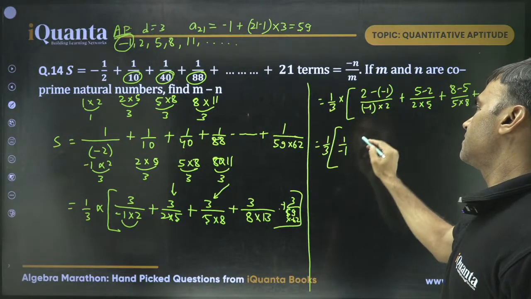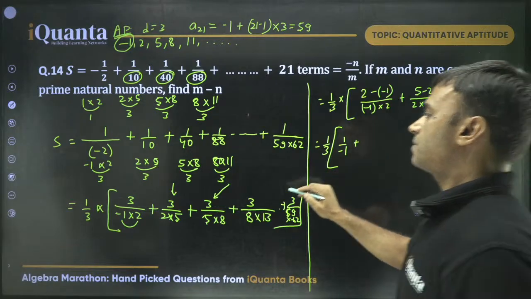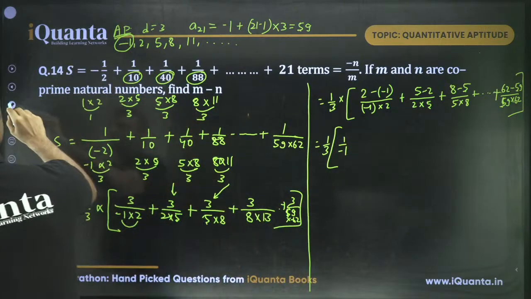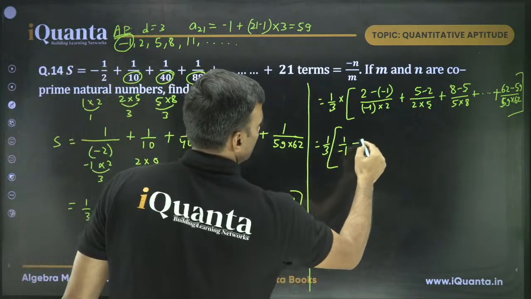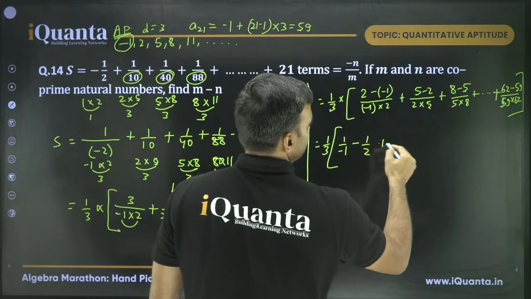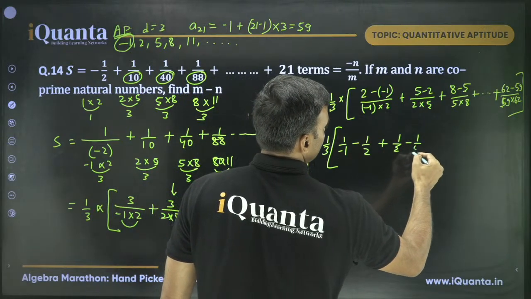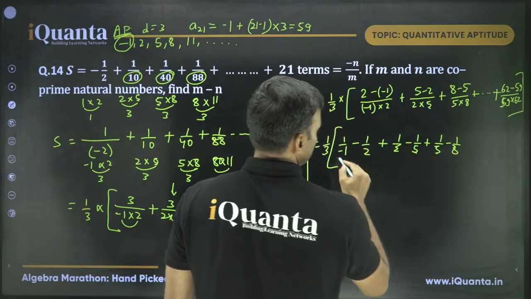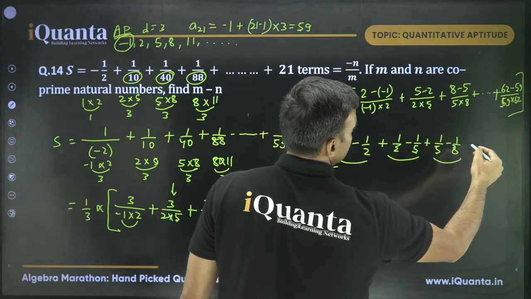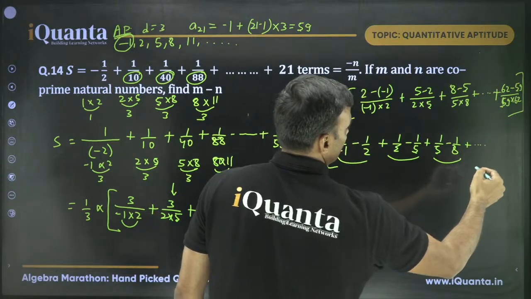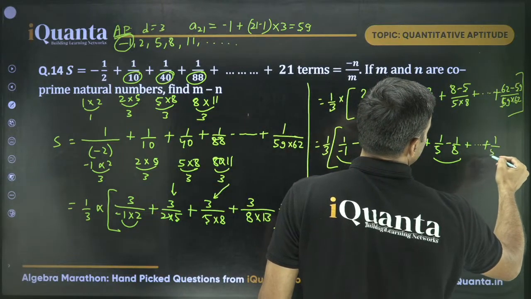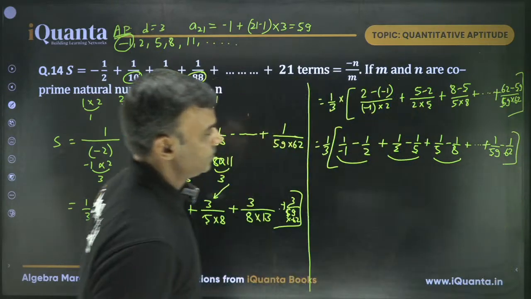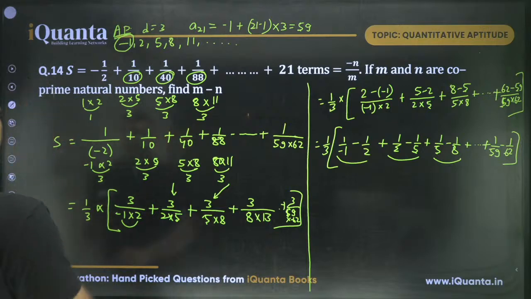Minus 1 cancels, 1 by 2. So minus 1 by 2, then plus 1 by 2 minus 1 by 5 plus 1 by 5 minus 1 by 8. So these two form pairs like this. And what about the last one? Last one will be 1 by 59 minus 1 by 62. And this is called a difference series.